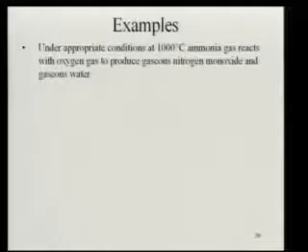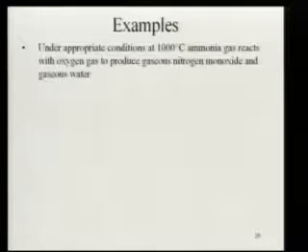Okay, let's take a look at this. It says, I've got ammonia gas reacting with oxygen gas to produce gaseous nitrogen monoxide and gaseous water. So guess what you've got to be able to do? Understand what I mean by these. So you've got to know how to name things. You've got to know how to write things.